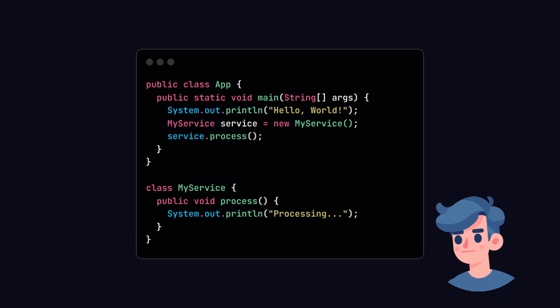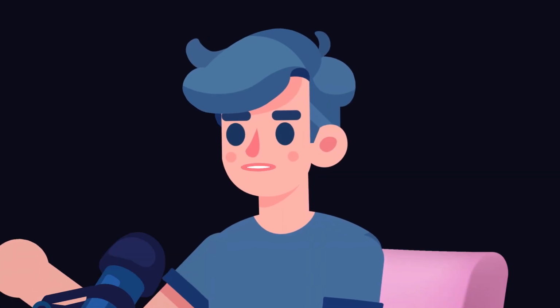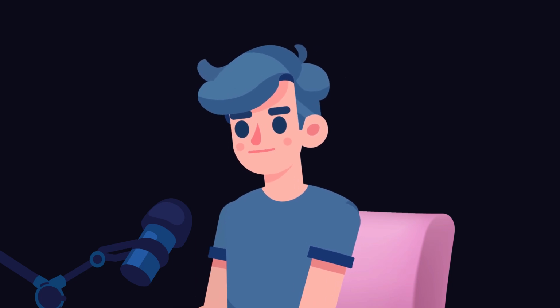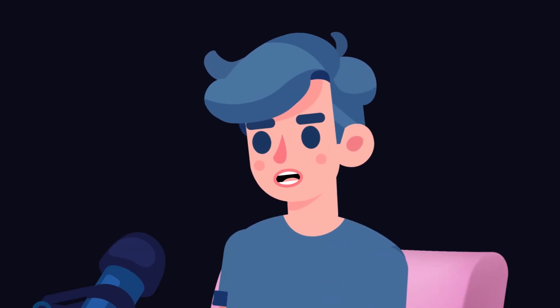For demonstration purposes, I'll create a simple Java application that has a few classes. I'll create two classes, App and MyService. The App class is our entry point, and MyService has a simple method to print a message. Now let's run this application.